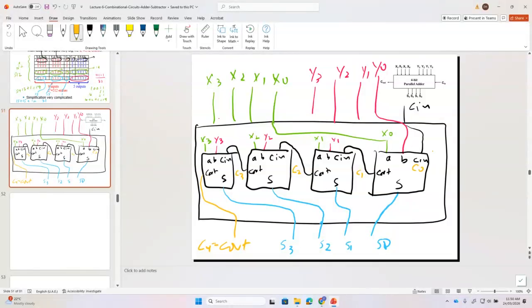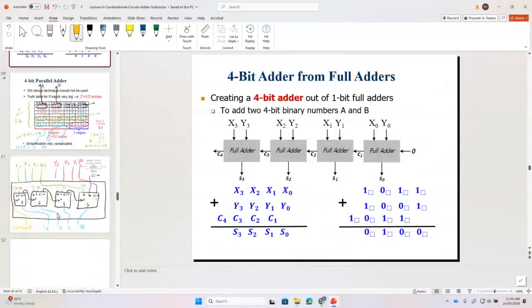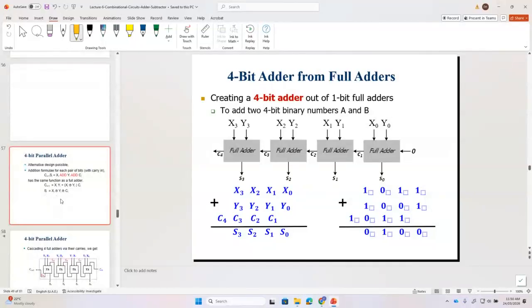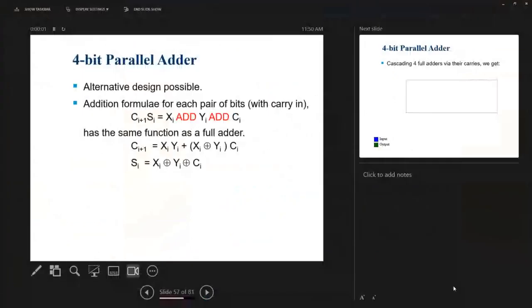Yes. Very good. So this is how we solve it. This is how we can design our adder. So this is a 4-bit adder. So now what are we going to do? Now we have a 4-bit adder.